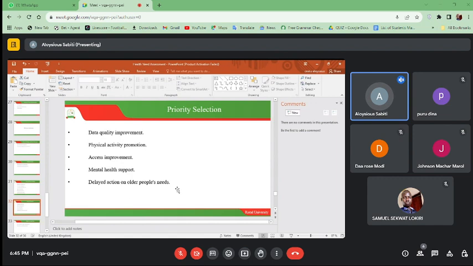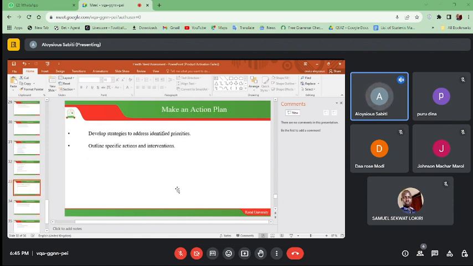So data quality improvement, physical activity promotion, access improvement, mental health support. These are some of the priorities that you can actually set. And you could name them from data quality improvement as 1, physical activity promotion as 2. So these are priority selections, and at the end, you can be able to choose 1 or 2 of them that you feel are important as a priority in that community.